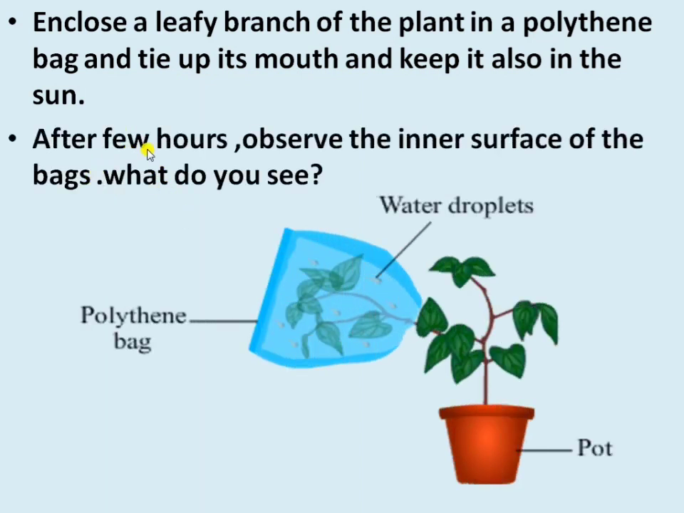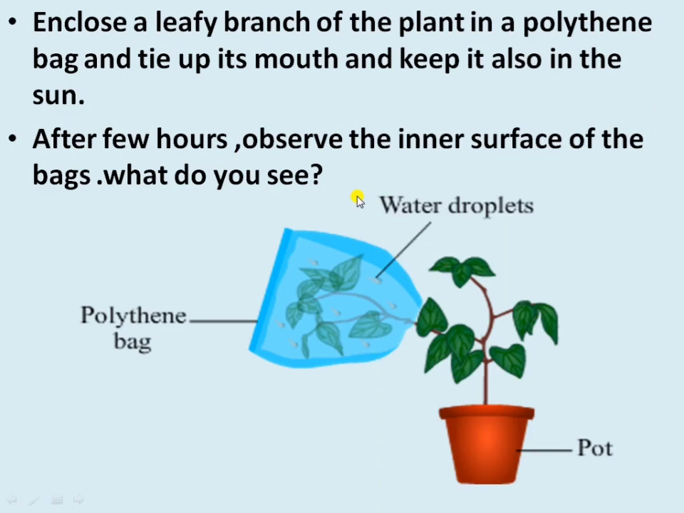The question that arises here is, after a few hours, observe the inner surface of the bag. What do you see? As you can see in this picture, first cover a few leaves of a plant with the polythene bag. Cover these few leaves of a plant, then tie them with a string and observe them after a few hours. After a few hours, observe the inner surface of the bags. What do you see here? That you have to observe in this activity.